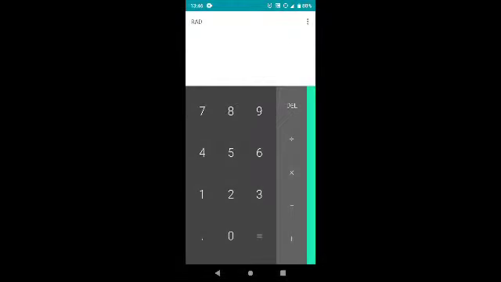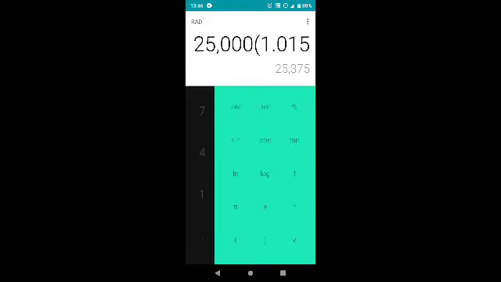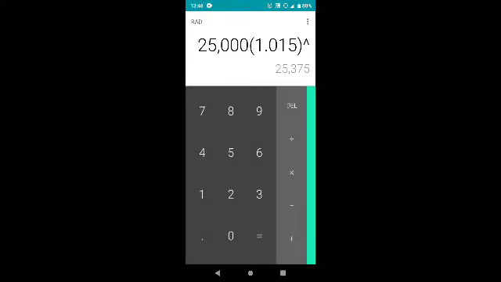Okay, so sa number 3 class, let us press or pindutin mo lang yung 25,000. Then, yung open and close parenthesis, 1.015. Then, i-close mo yung parenthesis and then raise, yung exponent natin na 7. So, that is 27,746 pesos and 12 cents.